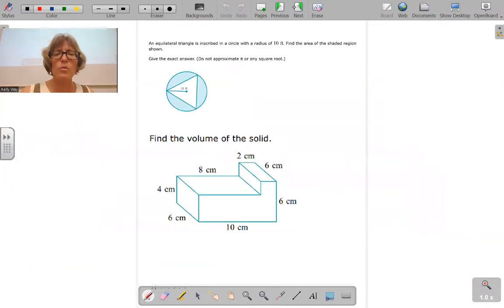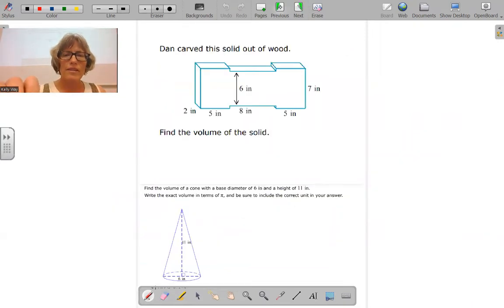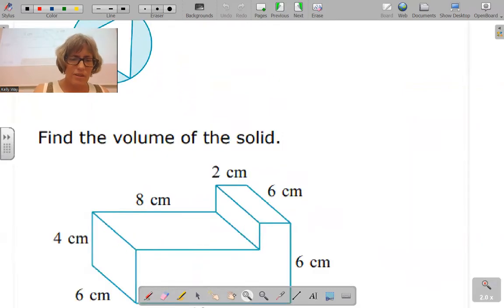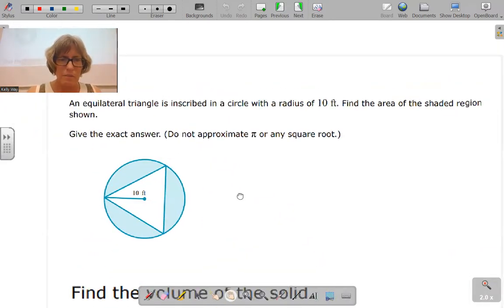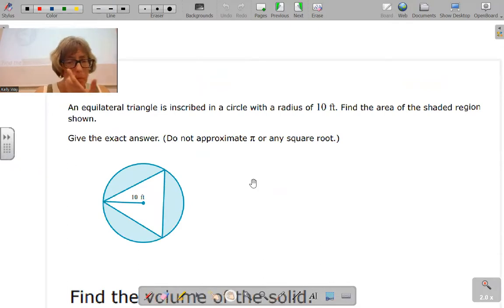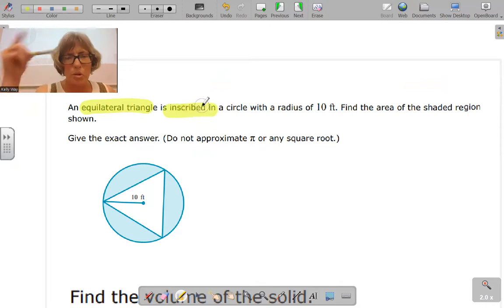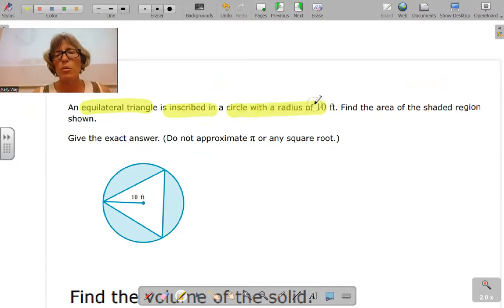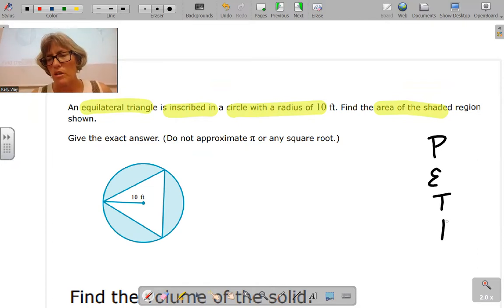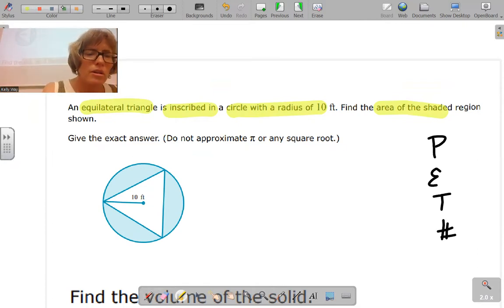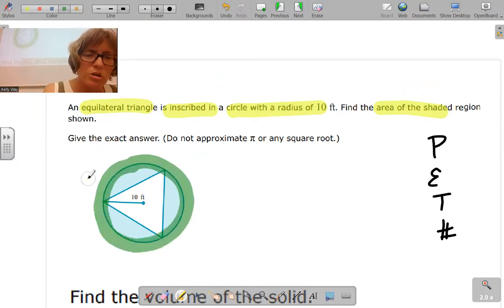Because this was complicated, we're going to do one more. It's a little bit different. Go a little faster this time. We have an equilateral triangle inscribed, so it's inside now, a circle with a radius of 10. Find the area of the shaded region. Let's start with our equation. We're doing pictures, equation, trace, numbers, hashtag.